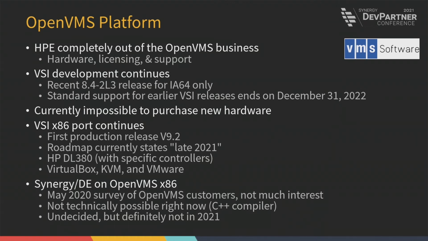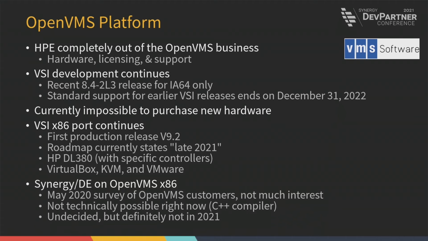They've recently released VMS 8.4-2L3, which is a patch update for Integrity systems only, and standard support for all earlier versions of VSI releases ends on December 31st, 2022. Currently, it's not possible to purchase any new hardware to deploy OpenVMS systems on.